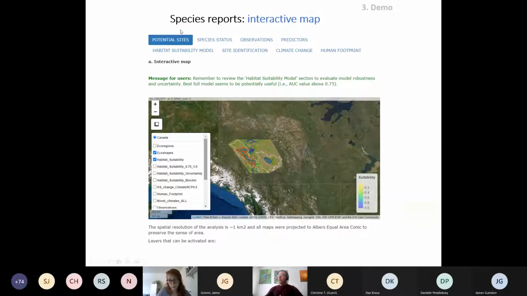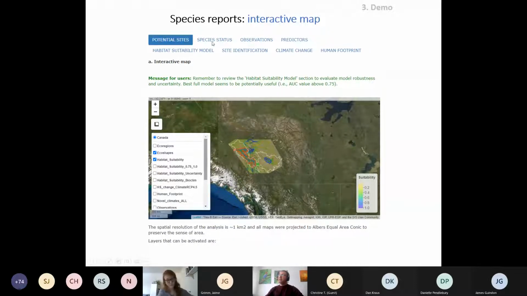So let me go through these tabs quickly. The first one is this interactive tool, where you have, for instance, in white the EBARs for the species, and in colors you have the polygons for those potential sites that hold most of the high suitability areas within this range, and you have here the habitat suitability map for those species. But we have a bunch of layers that users can use in order to make further decisions.